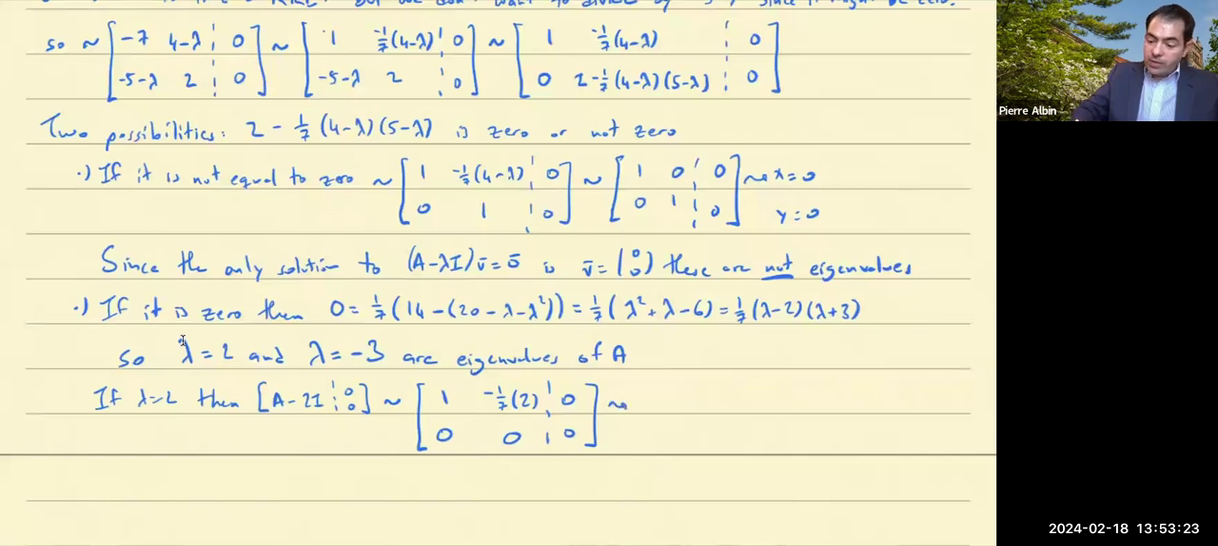This translates to equations as x minus 2/7 y equal to 0, 0 equal to 0. And then if I write the pivot variables in terms of the free variables, that's x is equal to 2/7 y.